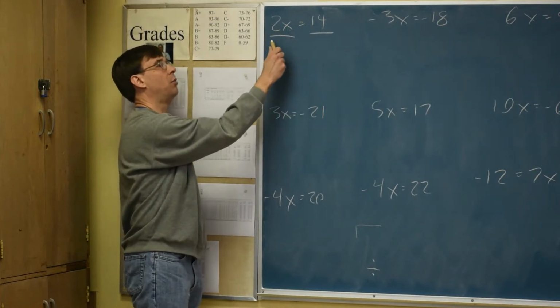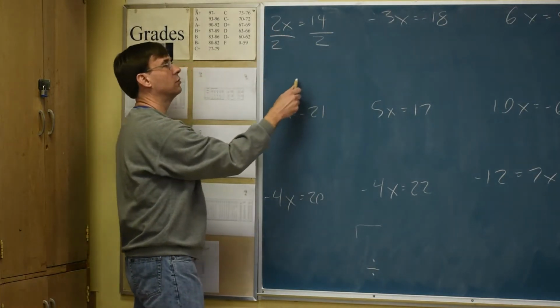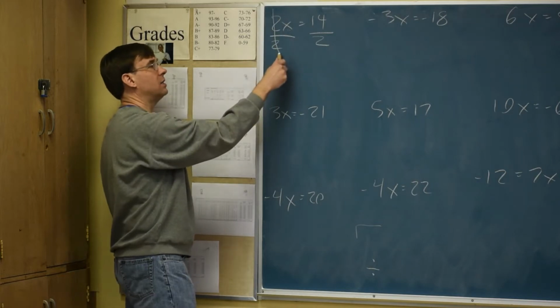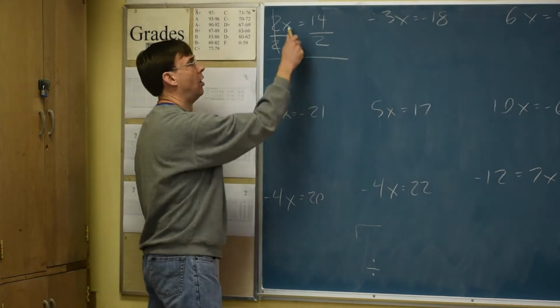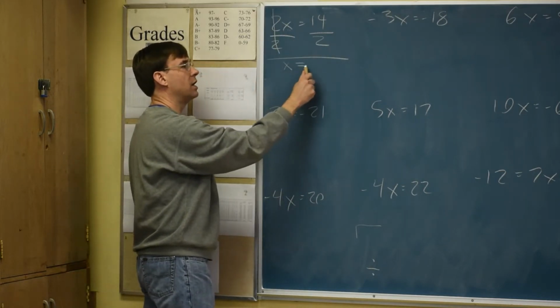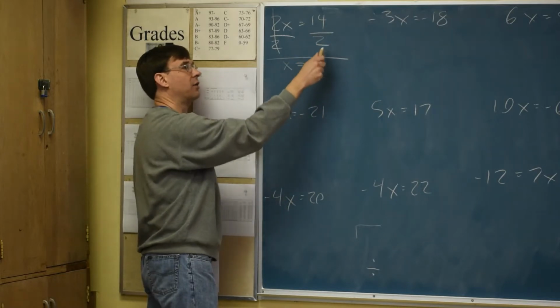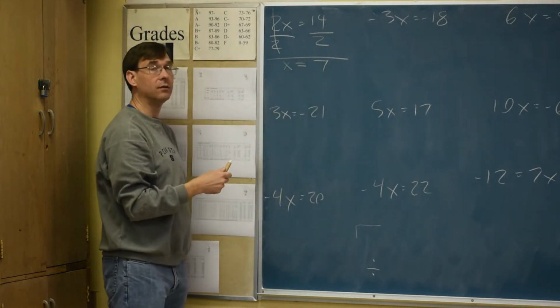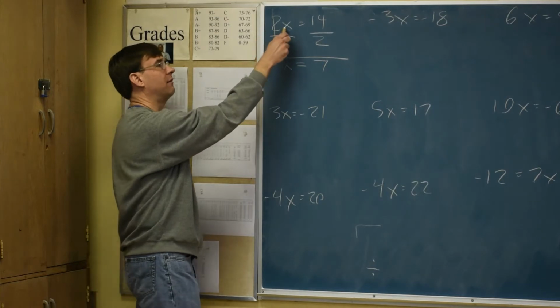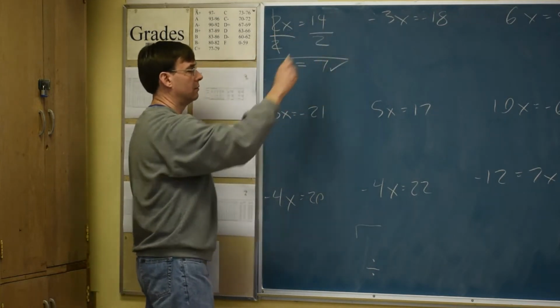So 2 is multiplying, so I'm going to divide by 2's. That will eliminate these 2's. Always the variable will be alone and equals will be around, and we'll have math to do. Dividing there will get us 7. And we can check that. 2 times 7 is 14. So check.